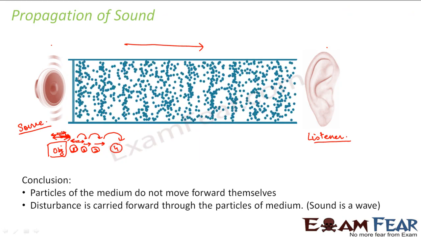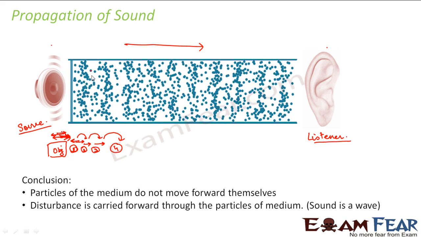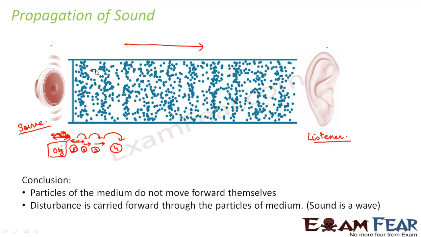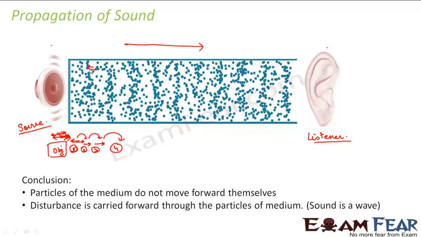But when you look at each particle of the medium, just observe any one particle. For example, let me take this particle. There is one particle here. If you look at only this particle, do not see anything else. How is the particle moving? The particle is not going anywhere. It is just oscillating about its mean position. Once it is going right, once it is going left. Once it is going right, once it is going left.